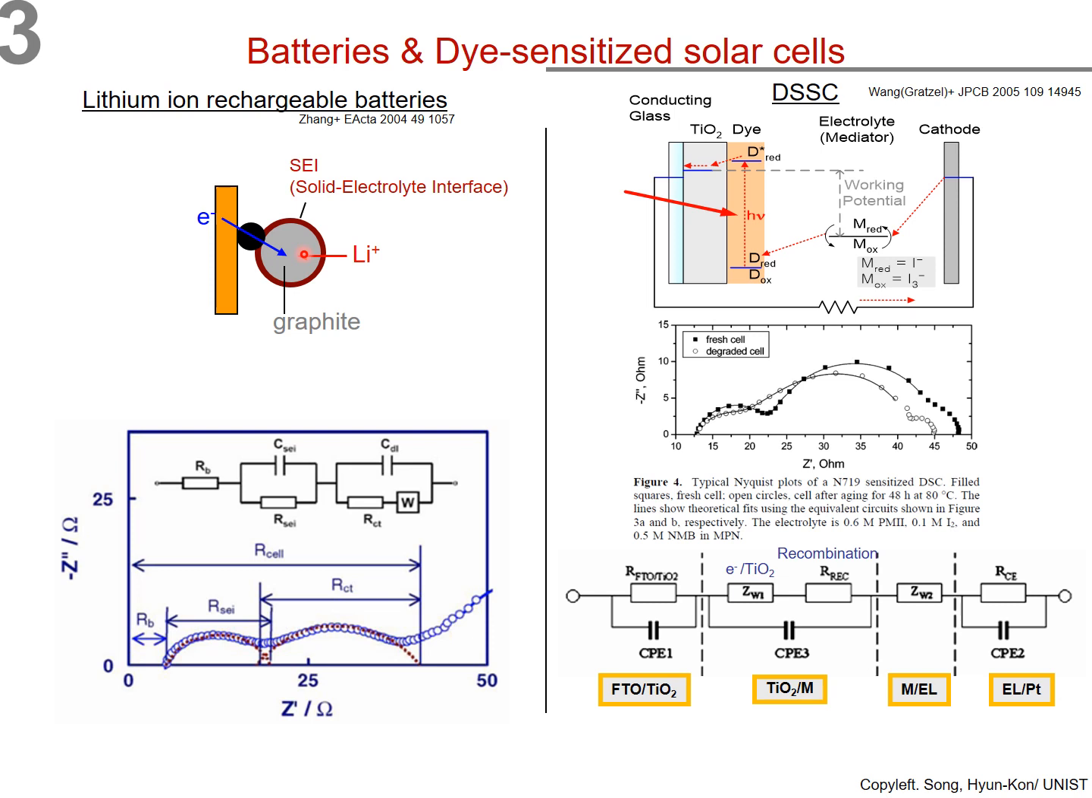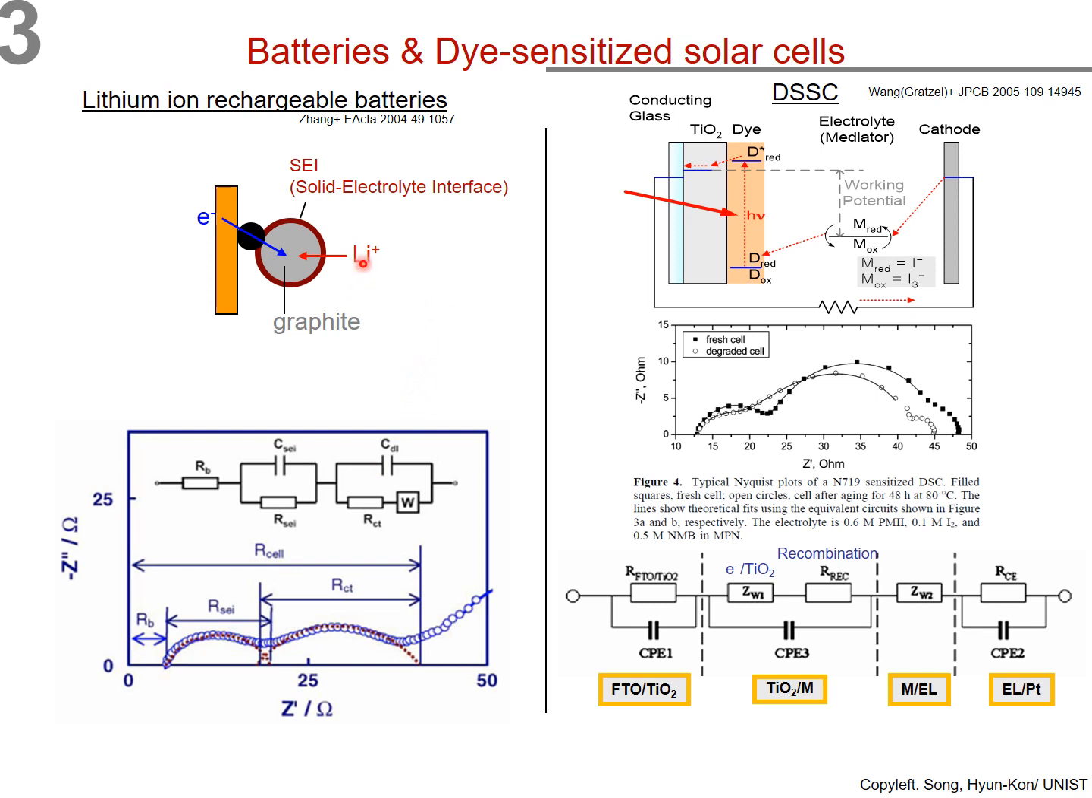Around the graphite particles, we have a passive film, the so-called solid electrolyte interface layer, or SEI layer. That is the situation. And how many semicircles can you expect from this system? Let me think from the viewpoint of lithium ions. Lithium ions are transported through the electrolyte, so we have the solution resistance here.